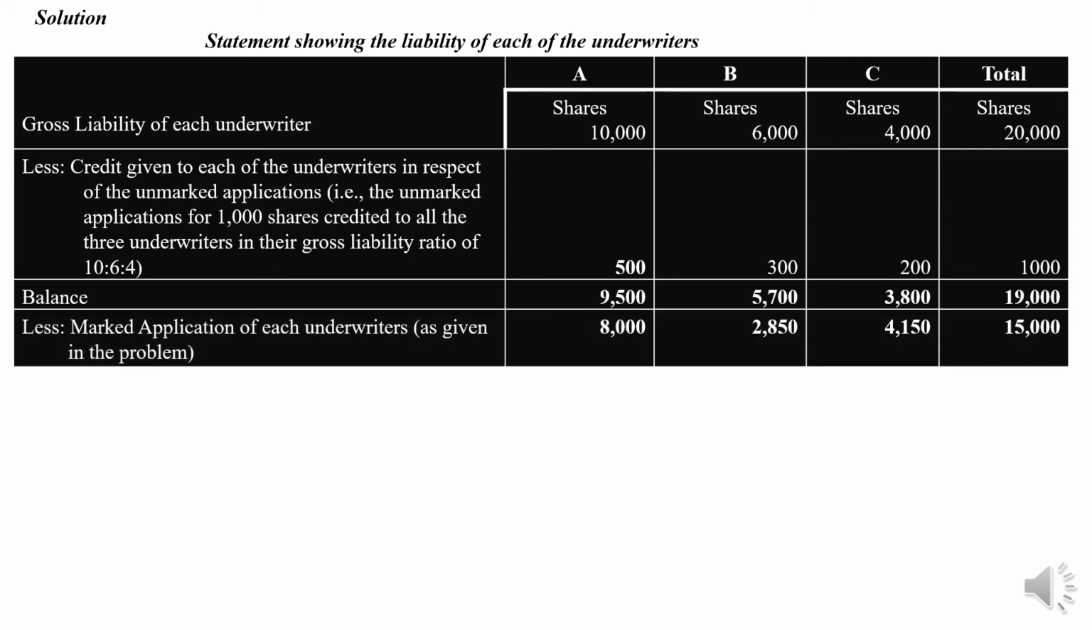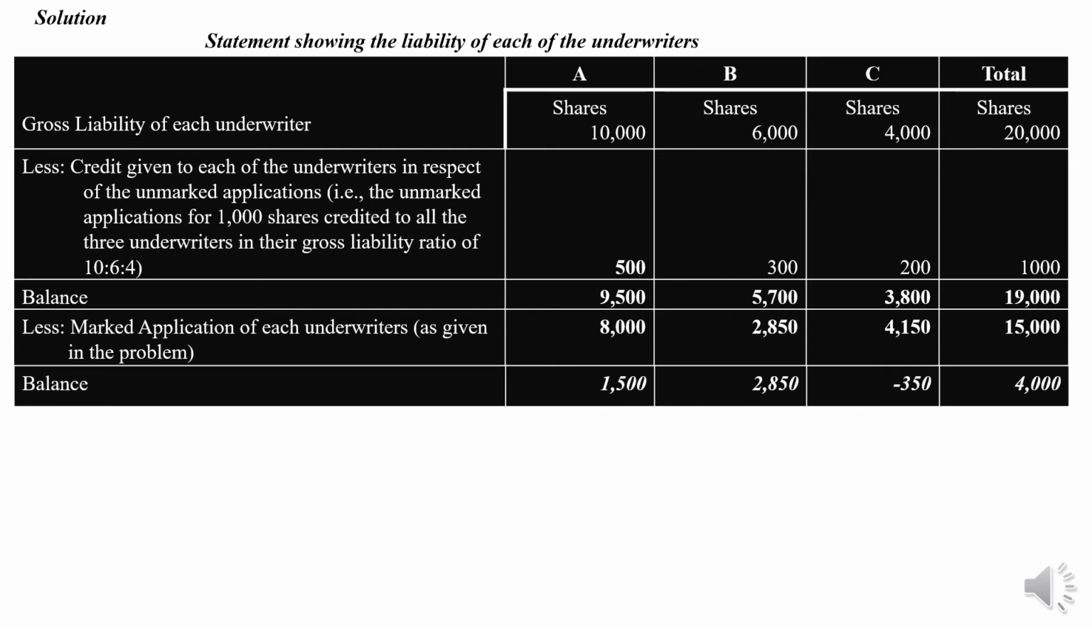Okay, from that you have to deduct the marked applications of each underwriter. The marked applications of each underwriter are given in the problem: 8,000 for A, 2,850 for B and 4,150 for C, and the total is 15,000. Now if you deduct this, you get the balance. Look at the balances here: 1,500, 2,850 and in case of C it is minus 350, and the total becomes 4,000 only. Now this means there is a surplus in case of C, so that has to be redistributed or credited to these two people, A and B.